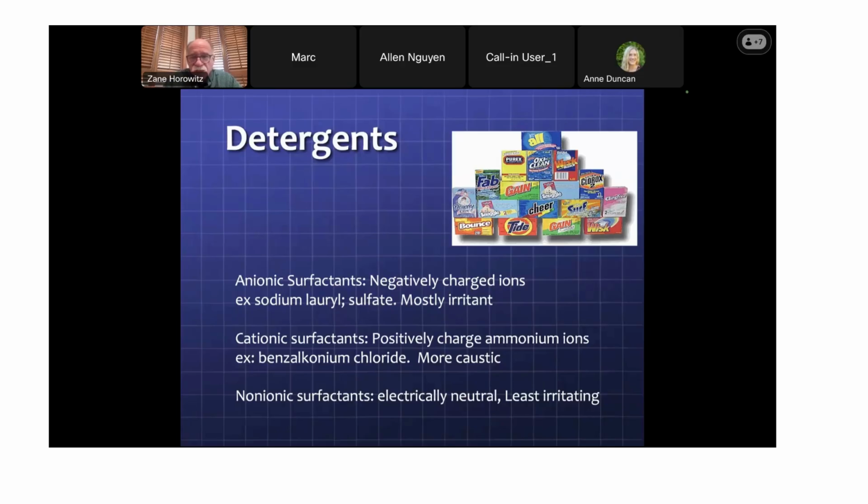It's the cationics that have ammonium ions in it, and some of them even have benzalkonium chloride in it, and these are the more caustic ones. So cationic caustic, if you can remember the C's together, that's probably a good way to link those two together.